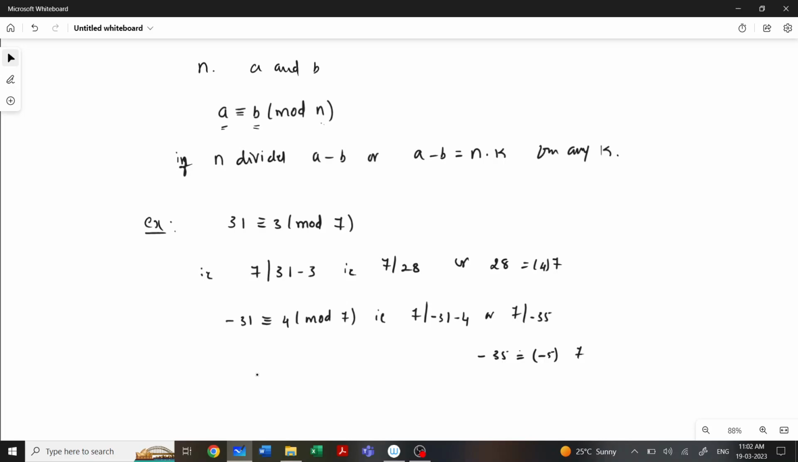For example, is 25 congruent to 12 in mod 7? We just check whether 7 divides 25 minus 12. If it does not, then we say it is not congruent, or incongruent. It is a generalized word, incongruent. 7 does not divide 25 minus 12. Now we will solve simple problems to understand this congruence modulo n.